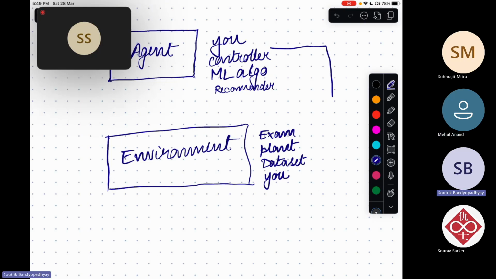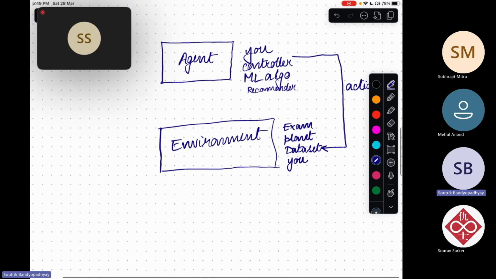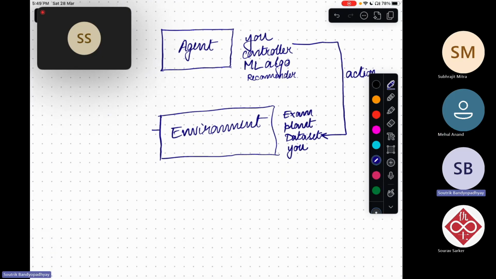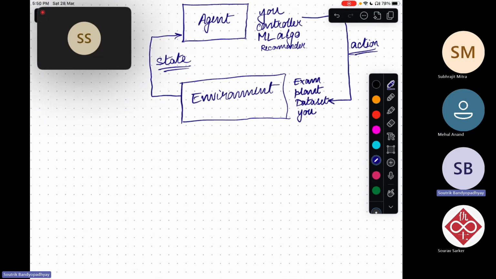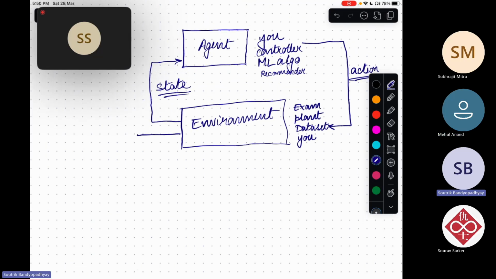So, for example, the agent sends an action to the environment, and the environment sends the current state to the agent. So this is the current state. This state is very loosely defined. You can define it based on your applications. This action is loosely defined. This can be defined based on your situation. And there is another way of telling whether the current state and the current action is good or not, which is called the reward.